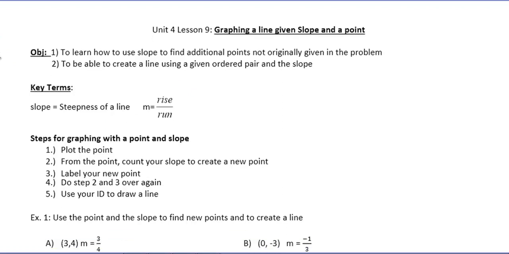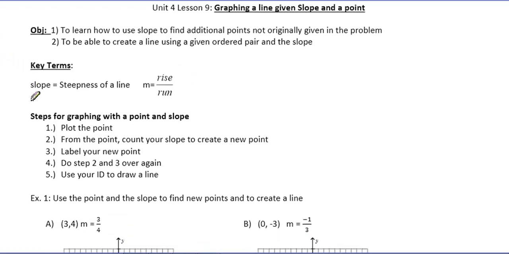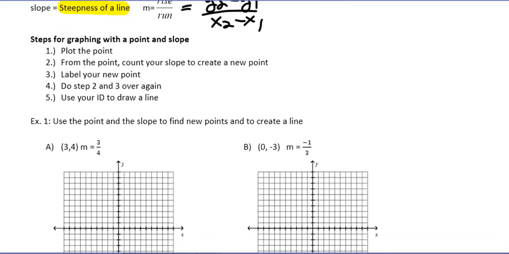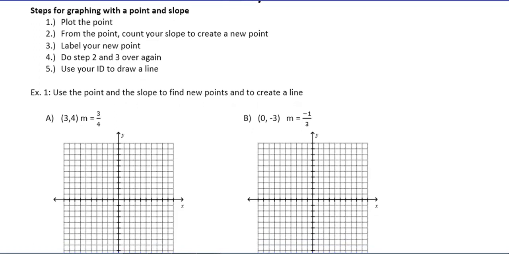Alright, we've been talking about slope quite a bit in class. We understand that slope represents the steepness of a line, and we like to talk about it as rise over run. We learned how to calculate it as y2 minus y1 over x2 minus x1. The steps for plotting a point, we're going to read and do at the same time. So let's skip down to example 1.